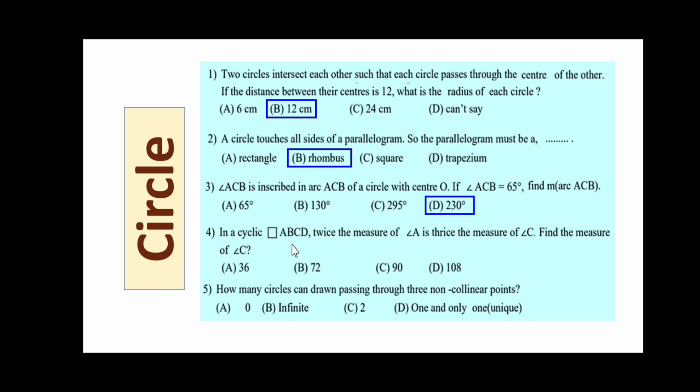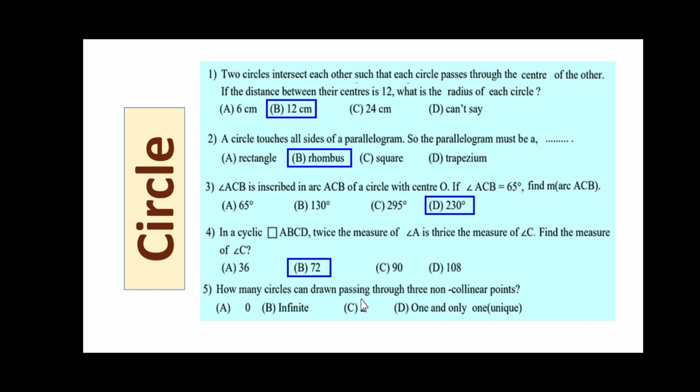In a cyclic quadrilateral ABCD, twice the measure of angle A is thrice the measure of angle C. Find the measure of angle C. Here, in a cyclic quadrilateral, we know that opposite angles are supplementary to each other. So after calculation, we are getting angle C as 72.